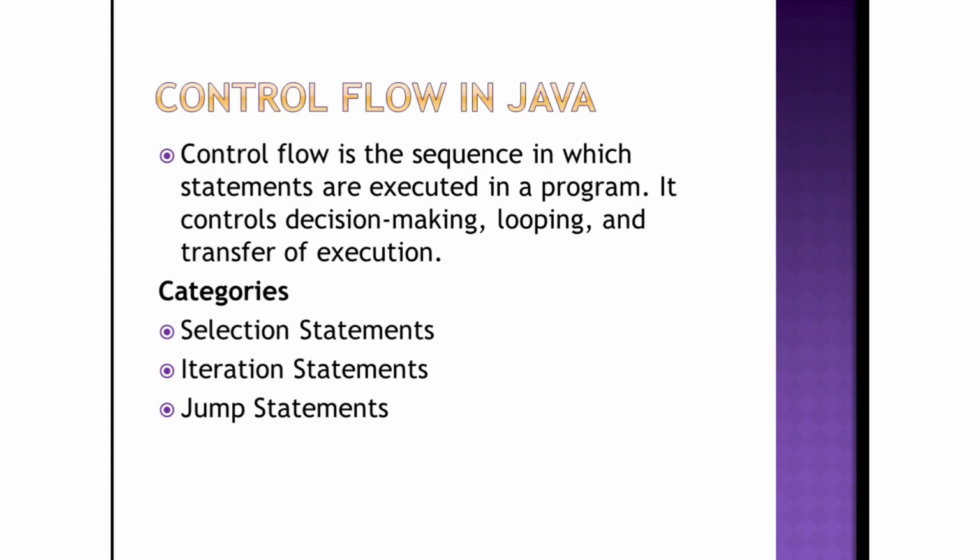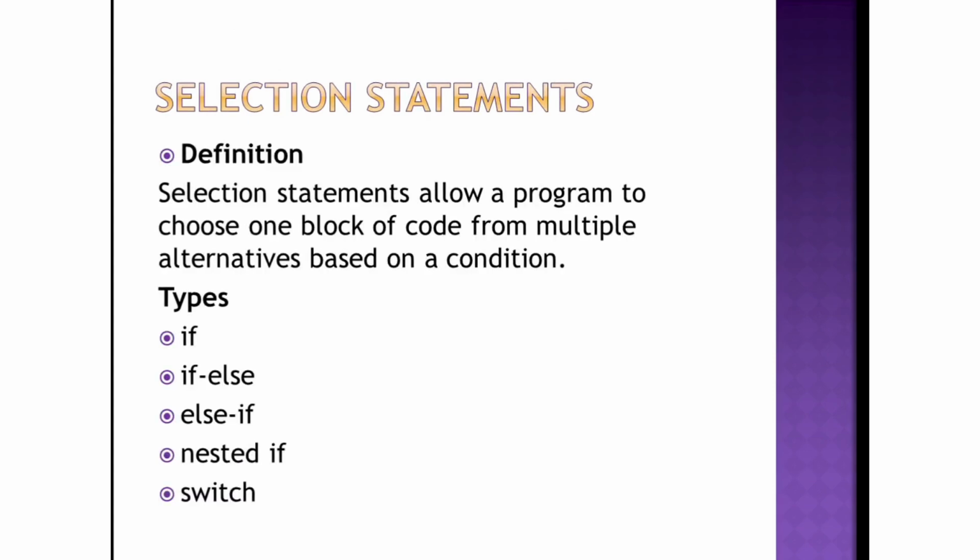Next, now let's look at the selection statement. As the name suggests, selection means choosing one option from multiple possibilities. For example, imagine you're logging into your college portal. If your username and password are correct, you can log in. Otherwise, you will see an error message. Here, the program is making a decision based on the condition. Java provides five selection statements: if, if else, else if ladder, nested if, and switch. Each statement is used in different situations. Let's understand them one by one with a simple example.